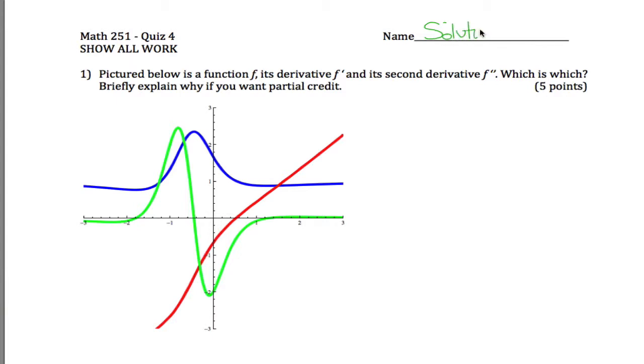All right, here are our solutions for quiz 4 from Math 251. We're given three curves here. Maybe I'll label them A, B, C. Why not? And we're told that one of them's a function, one's the derivative, and one's the second derivative, the derivative of that derivative. And asked which is which.